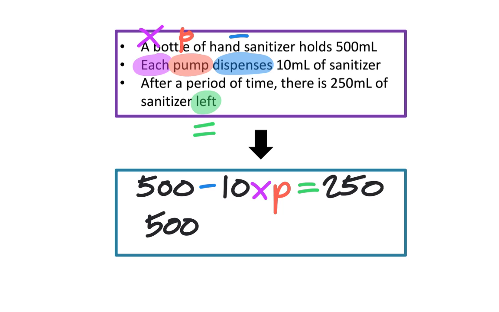500 subtract 10p is equal to 250. Remember, when you have a number and a variable side by side, there is actually a hidden multiplication sign between them.